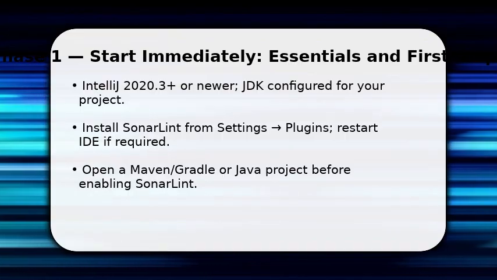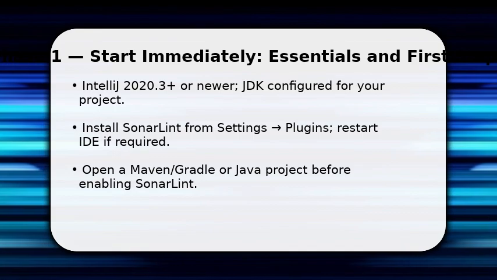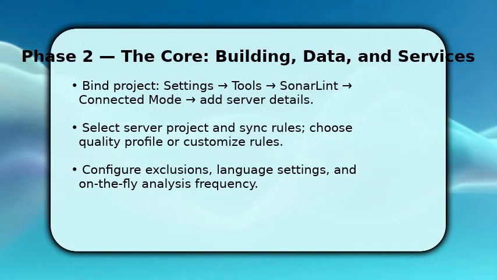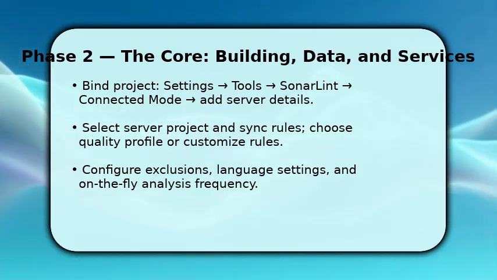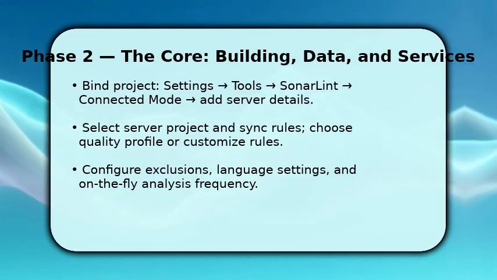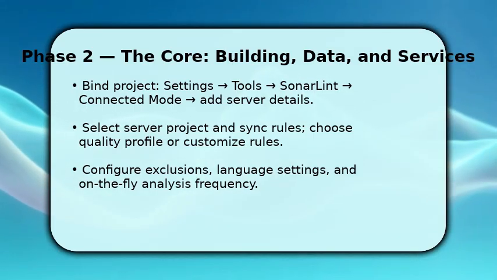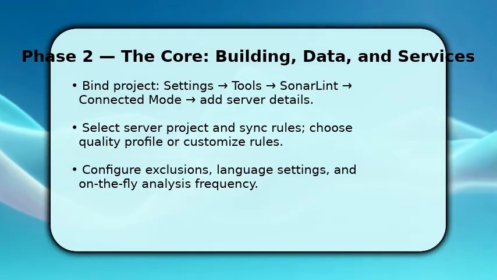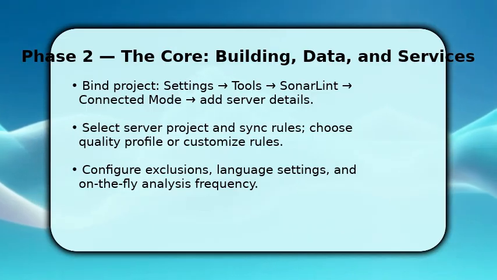Proceed immediately to connect rules or keep inspections local depending on your workflow. You'll now link SonarLint to a SonarQube/SonarCloud server or use local rules. In connected mode, add the server URL and token, then select the server project to sync quality profiles. Doing this ensures consistent rules. If you prefer, disable connected mode and tailor rule severity locally for quick iteration.